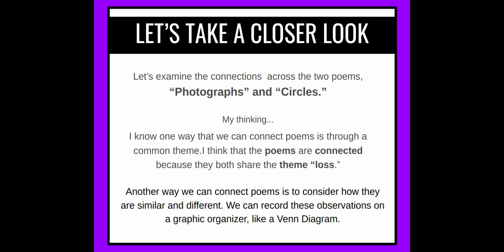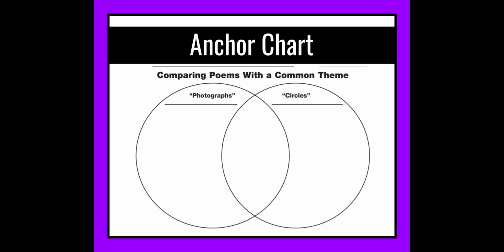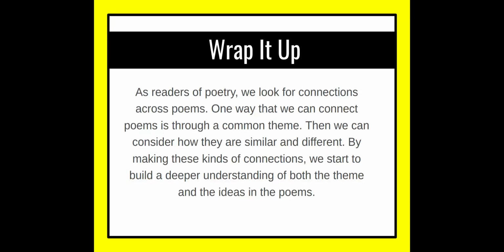Another way we can connect poems is to consider how they are similar and different. We can record these observations on a graphic organizer like a Venn diagram, in our anchor chart, comparing poems with a common theme. You know how the Venn diagram has the overlap. Those are the items that both poems share. And what's unique to each poem, you would put in the outer circle.